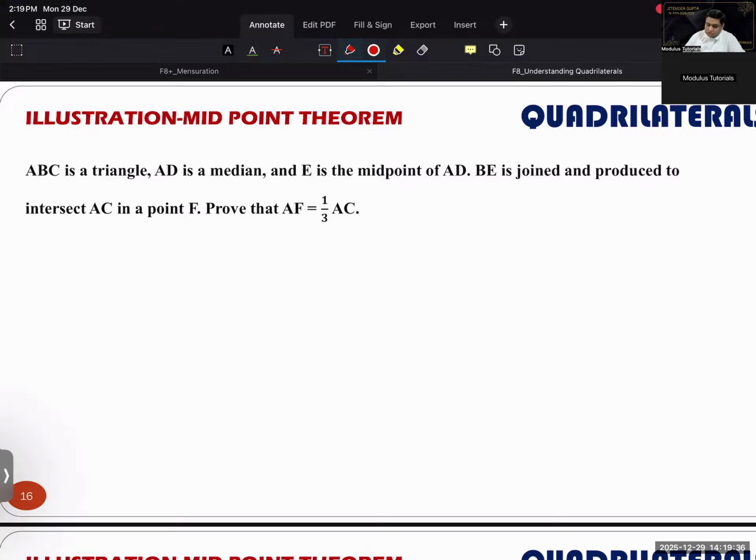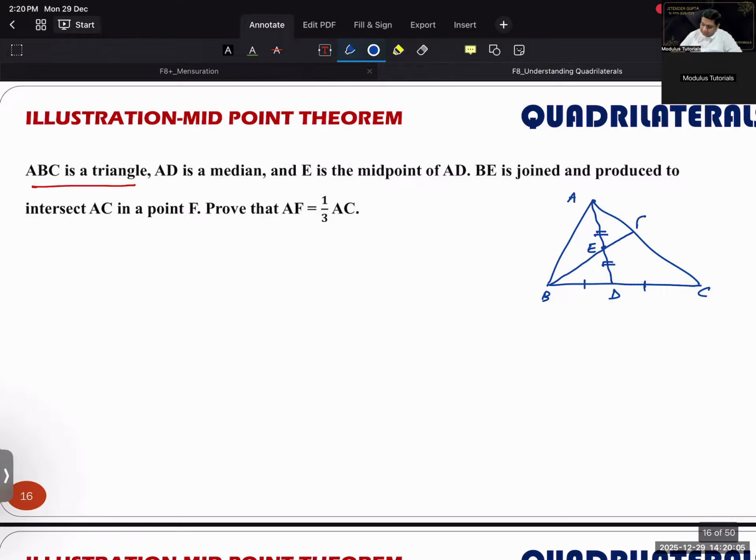See this. So ABC is a triangle. That's good. Okay, so done. AD is a median. AD is a median means label it, please label it as I'm labeling it. E is the midpoint. Very good. BE is joined and produced to intersect AC. Okay. So this is F.